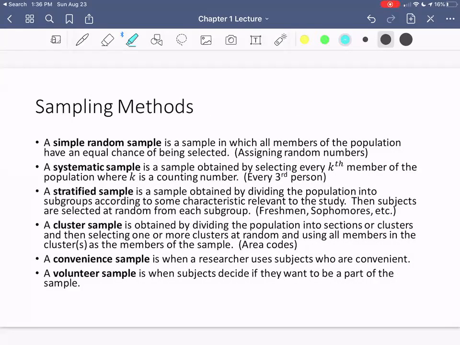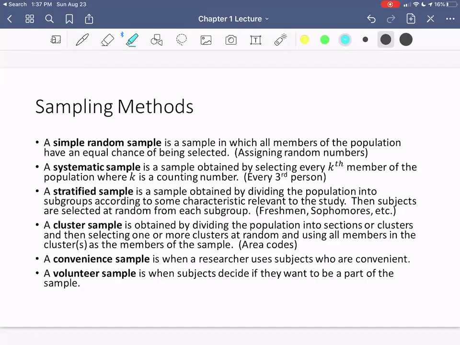Simple random sampling is just saying that everyone, all members in the population, has an equal chance of being selected. Sometimes it's assigning random numbers. So if there are 500 people, everyone gets a number 1 through 500, and then you just select them, maybe drawing out of a hat, like the bingo balls. Systematic sampling is saying, okay, every 3rd person or every 5th person that's in line, we're going to select that person.